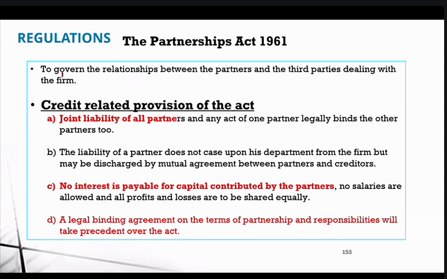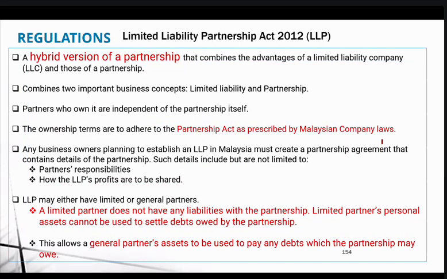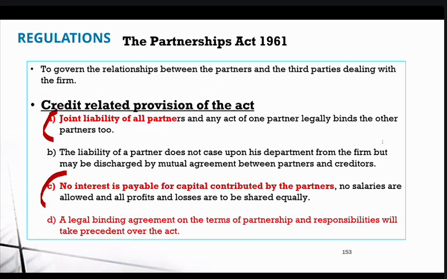So, key points here from exam point of view is they have all partners have joint liabilities. No interest is payable for capital contributed, and it's a legally binding agreement to take precedent over the act. This one we call it partnership deed. Yeah, so this one you can write down, partnership deed. Now, this rule here is for a partnership that was based on Partnership Act 1961.